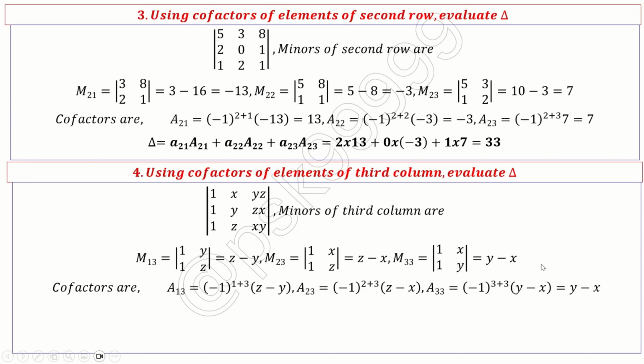Now cofactors: M13 is positive, so it stays Z minus Y. M23 is negative, so Z minus X will become X minus Z actually. There will be a minus sign coming here. Next, A33 is Y minus X, it will remain the same. So now if you calculate, A13 into, that is YZ into Z minus Y, ZX into X minus Z, because this is a minus sign here, right? X minus Z, and XY into Y minus X.